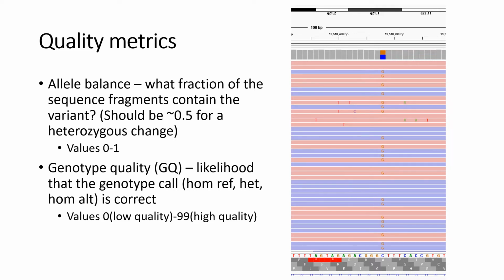The second metric that we're talking about here is genotype quality. So this is a measure of the likelihood that the genotype call, homozygous reference, heterozygous, or homozygous alternate, is correct. The values of this metric range from 0 to 99, with 99 being a high quality variant. We usually set a cutoff of 40, and this is just based on our own particular pipeline. We have taken a look and demonstrated that most variants under a call quality of 40 are false positives, though there are exceptions to that.